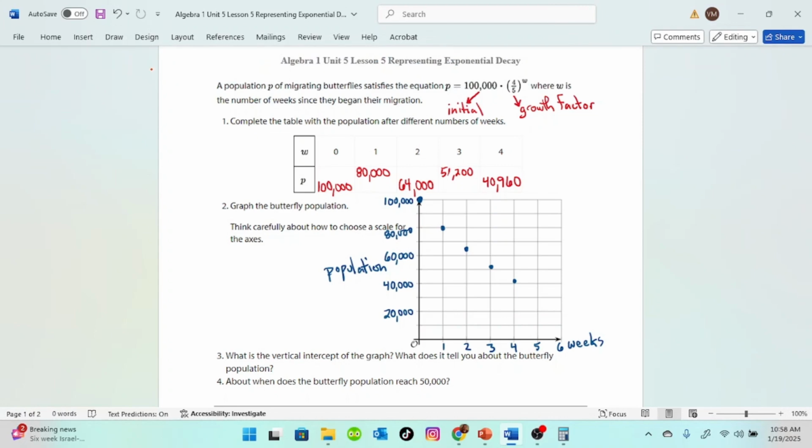Number 3. What is the vertical intercept of the graph? We see the vertical intercept right here at 0 weeks, 100,000. What does it tell us about the butterfly population? It tells us the initial population was 100,000.